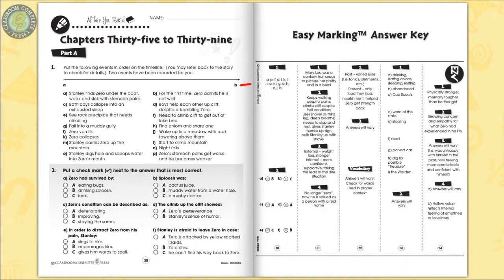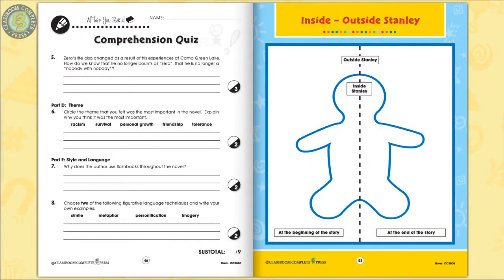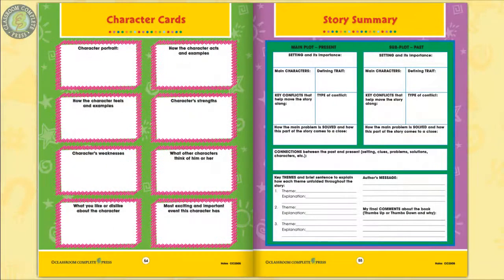The easy marking answer key works by lining up perfectly with the matching question pages. 3 color posters, which are graphic organizers, complete the resource. Create character cards about one person from the novel, answering questions such as how the character acts, feels, and likes.